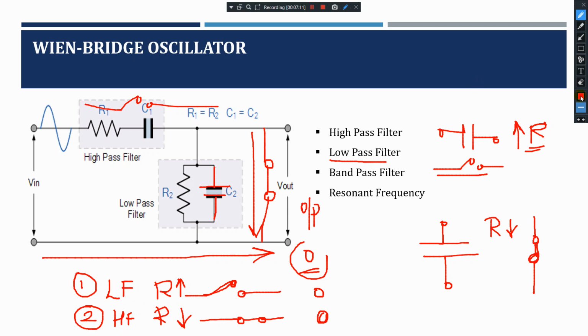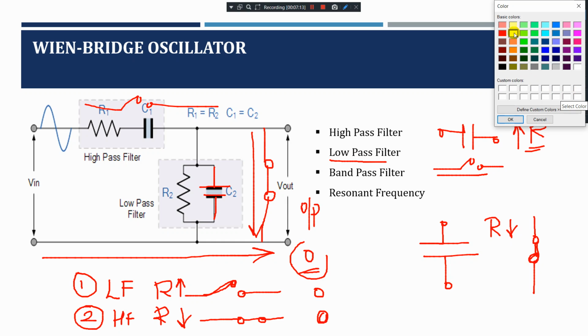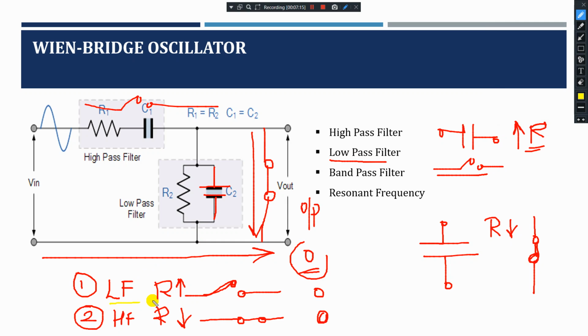For a low frequency, the reactance increases, the circuit switch becomes open, output is 0. For high frequency, reactance is low, but the output becomes short and output is 0. So these are two things you need to remember.